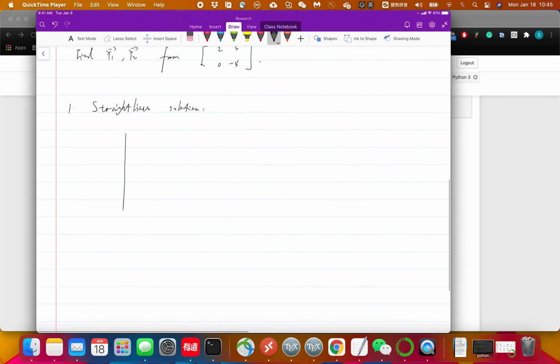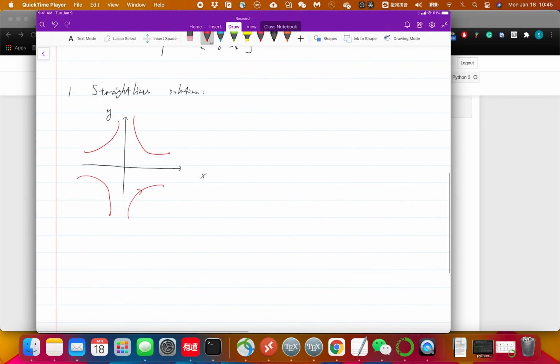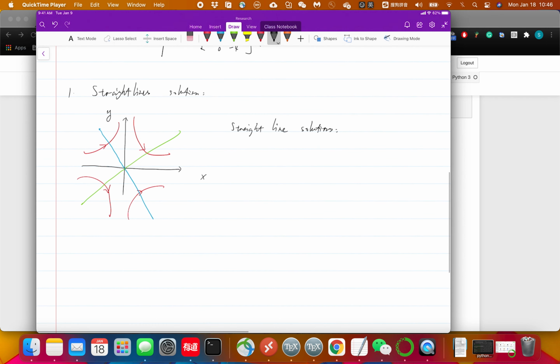This is your x and y. Clearly, there are solutions looking like that. You can follow, whatever. Fine. But there will be two very special ones. That is this one here and this one here in general. These are called the straight line solutions. Now our job is to find these two straight lines.